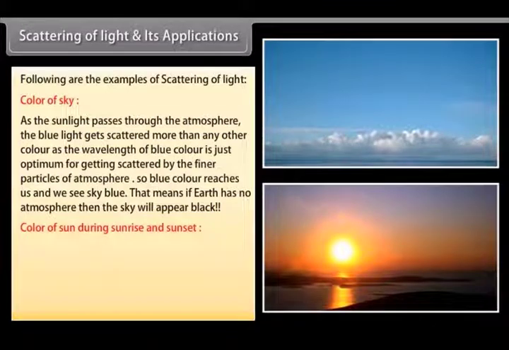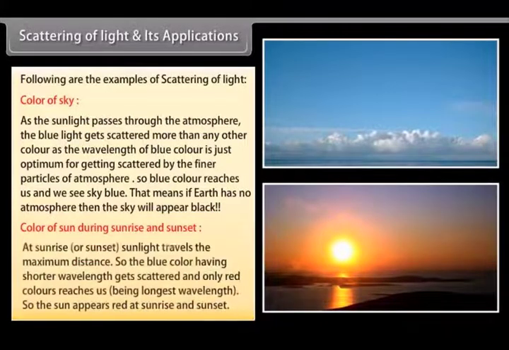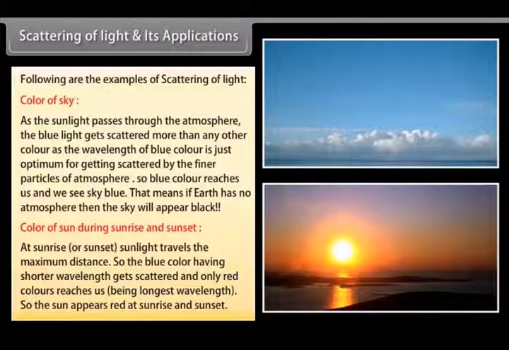Color of the sun during sunrise and sunset. At sunrise or sunset, sunlight travels the maximum distance. So the blue color, having shorter wavelength, gets scattered and only red color reaches us, being of the longest wavelength. So the sun appears red at sunrise and sunset.